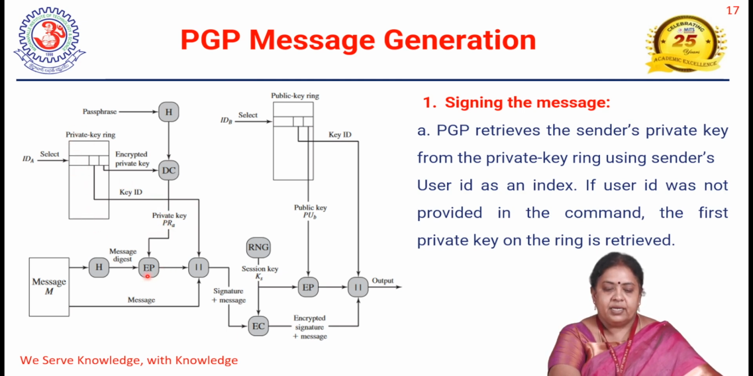After encrypting, that has to be concatenated with the original message. That is, the signature and message have to be concatenated. After concatenating, for protection purposes, we have to encrypt. For encryption, we perform the private key encryption. In order to have the private key encryption, we require the session key, and this session key has to be given to the receiver. This session key will be used for encrypting the message plus signature, so it becomes the encrypted signature plus message.